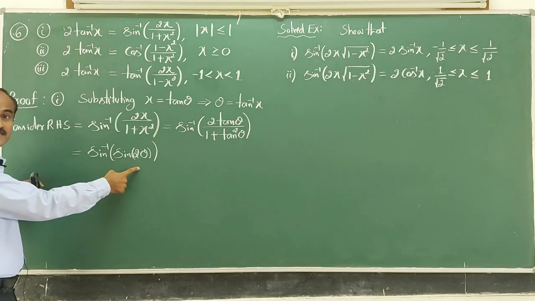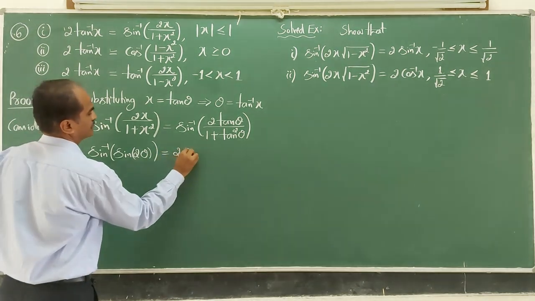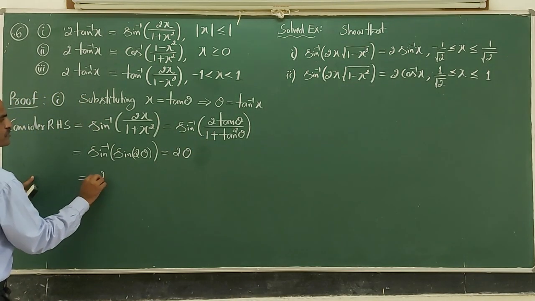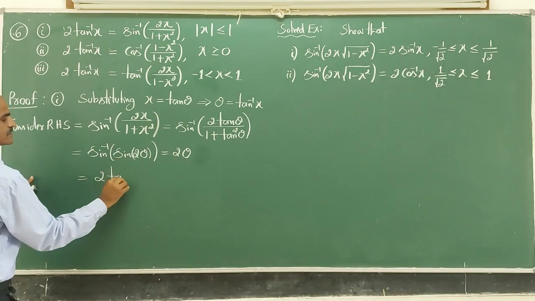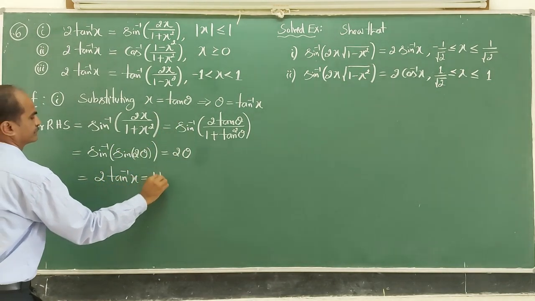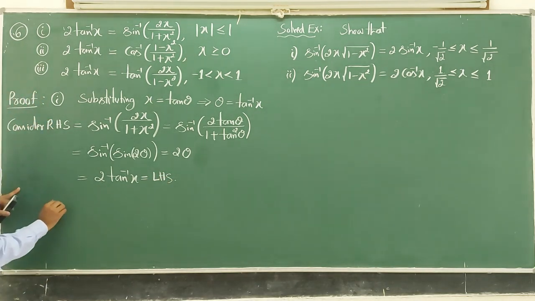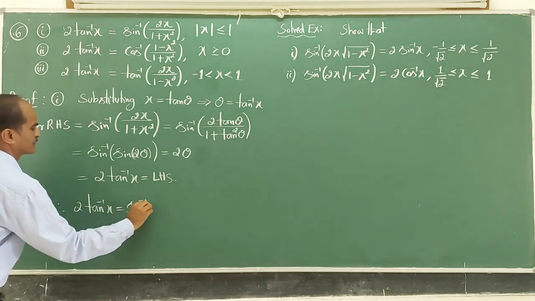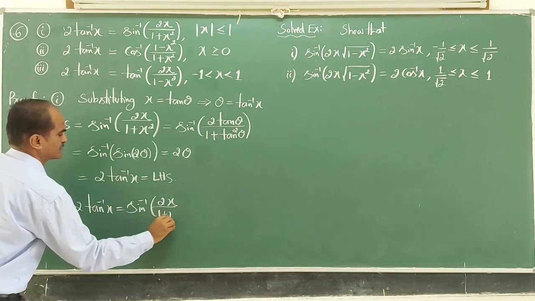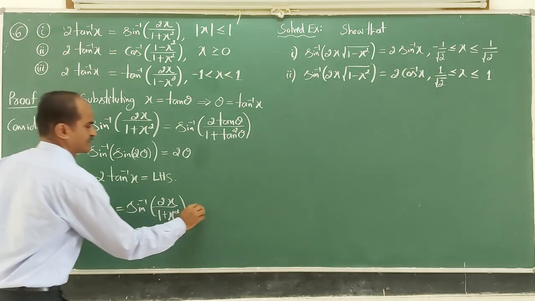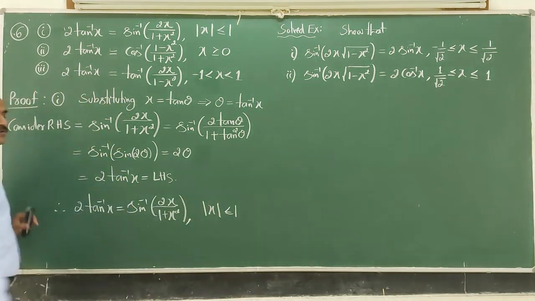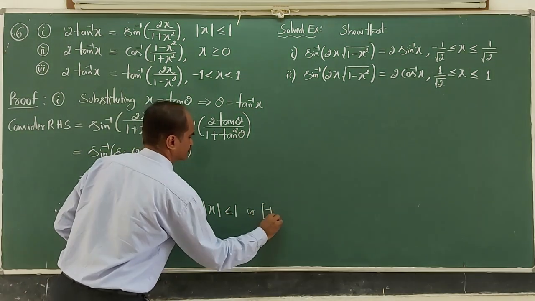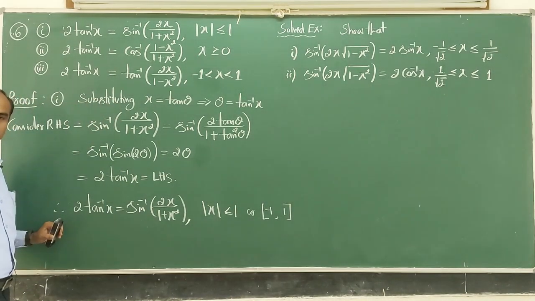Now sin inverse of sin y is equal to y. Resubstitute theta now. It is 2 into theta, which is what? Tan inverse x. That is our LHS. So in this way we have shown that 2 tan inverse x is the same as sin inverse of 2x by 1 plus x square. For what values of x? Mod x less than or equal to 1, nothing but the closed interval minus 1, 1.